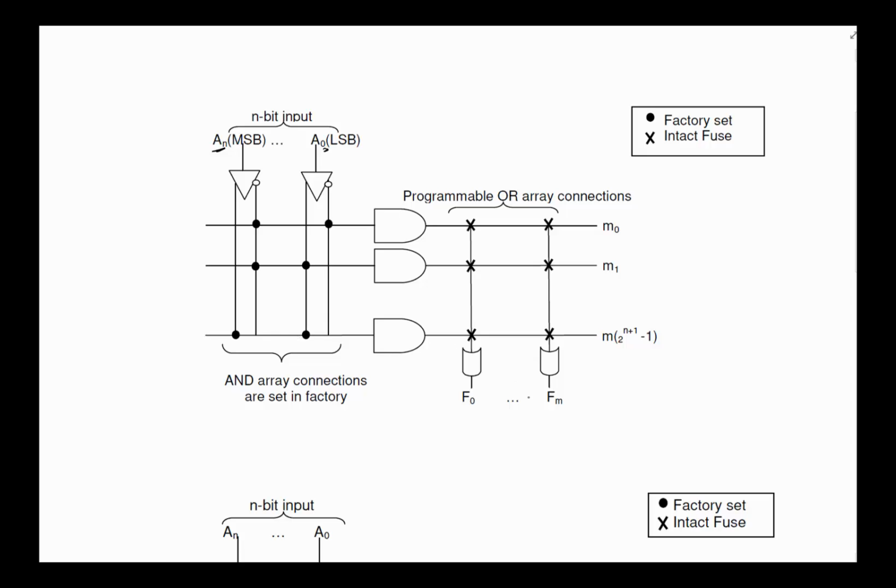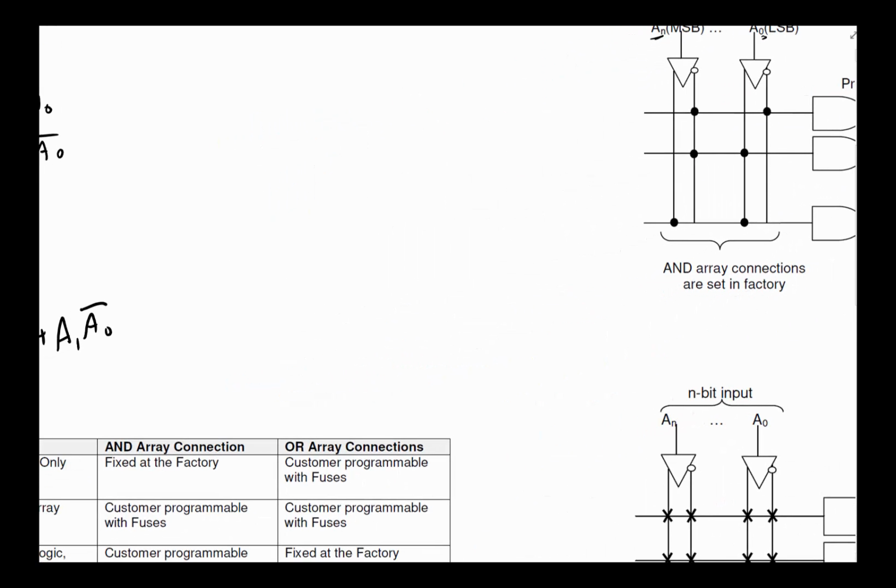Okay, and you may have M outputs as well. I don't know how many, but however many outputs you need, you can have. On the OR array, you have an option of either leaving this intact or getting it out. So the only programming ability you have, the only customization, is how you would deal with an OR array. So that's called a PROM.